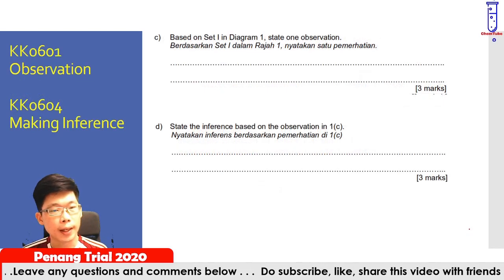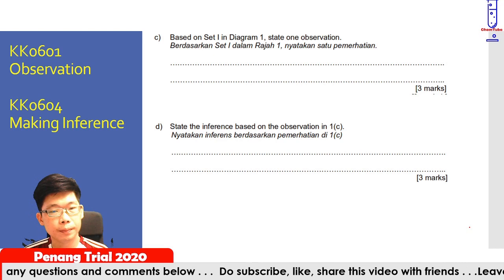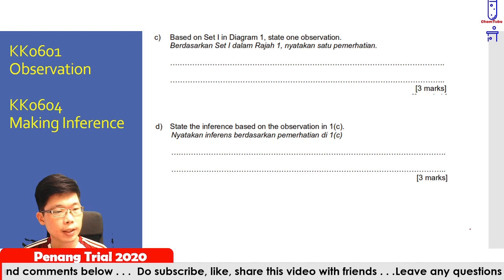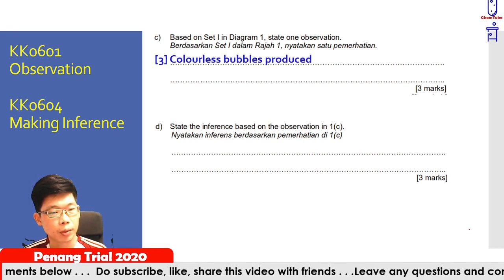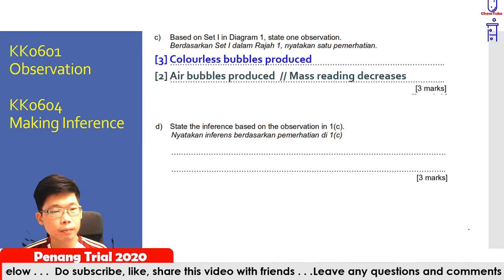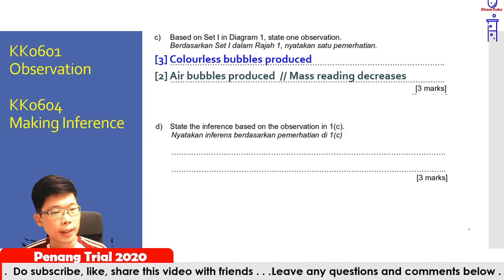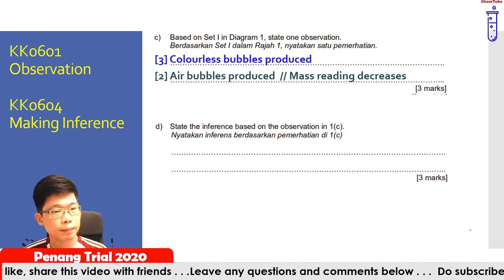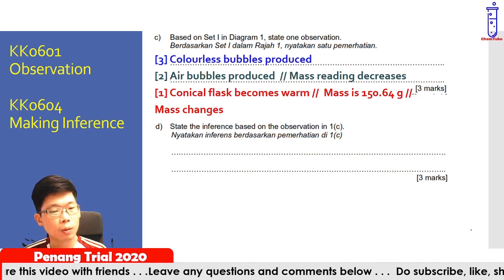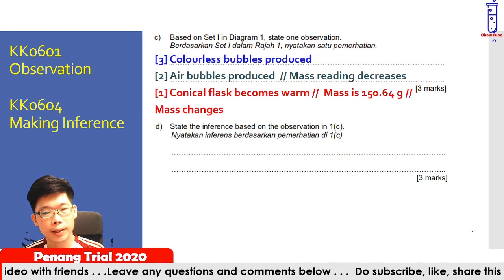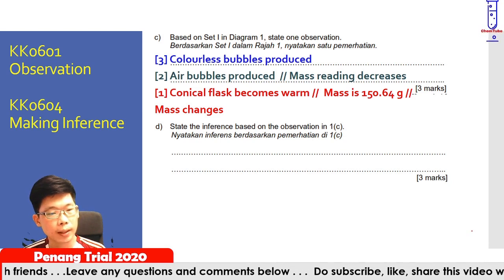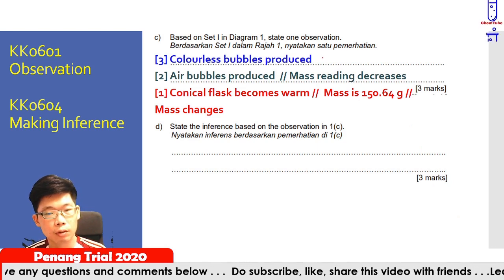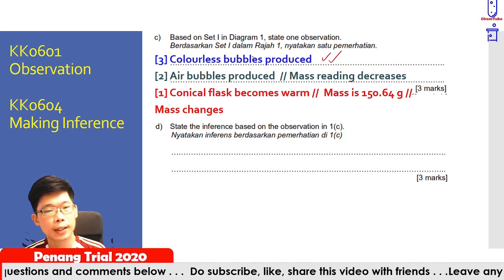So based on the set 1 in diagram 1, step 1 observation. So what you can observe just now is the colorless bubble gas is produced. Okay, 3 marks. Or 2 marks, air bubbles produced or mass reading decreases. Number 3, score 1, conical flask becomes warm, the mass is 150.64 or mass changes. So score 1. So we aim for the score 3. So colorless bubble gas produced.